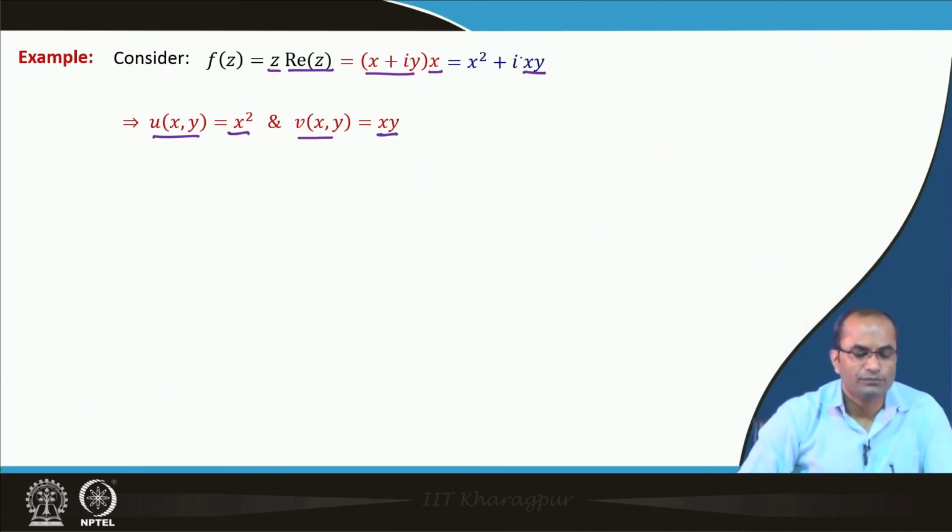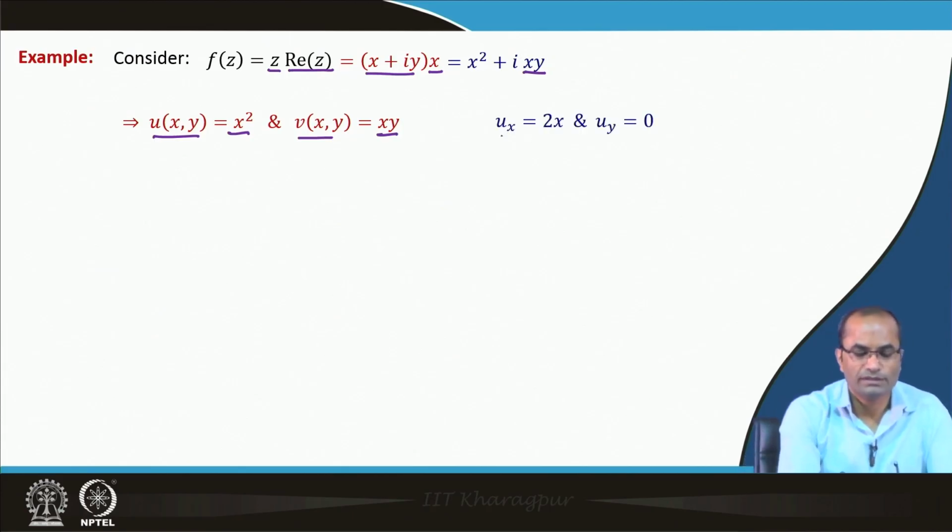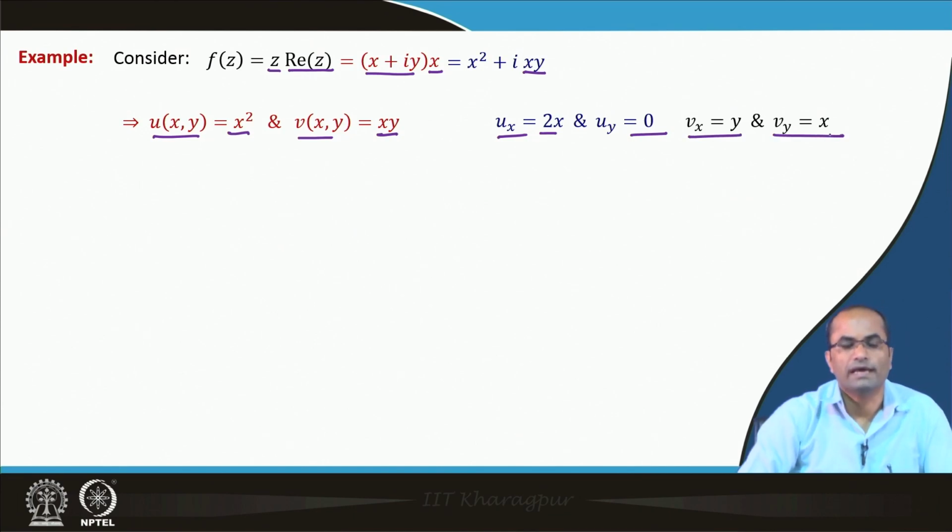Again, we can compute these first order partial derivatives. That means, u_x is 2x here, and u_y will be 0, because this is a function of x squared alone. And v_x is y, and v_y will be x. So, these are the partial derivatives.